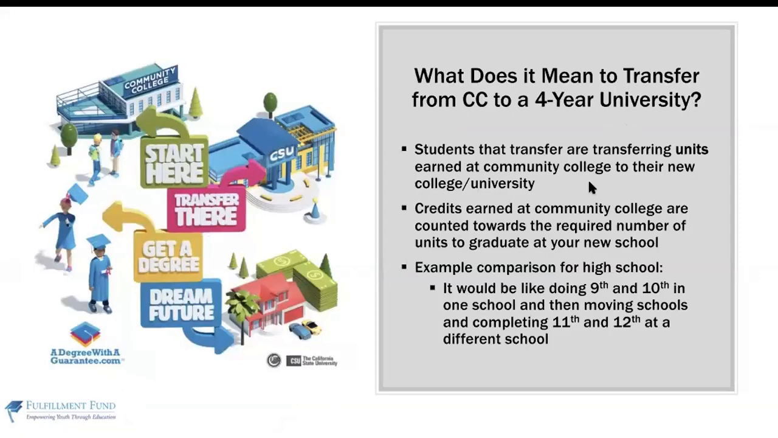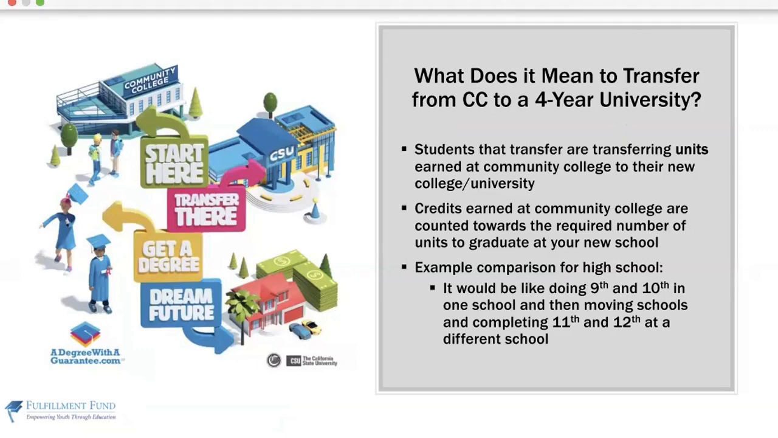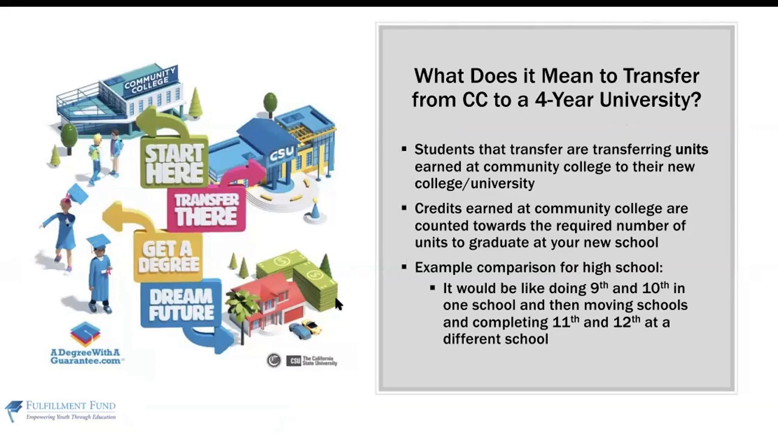So when a student decides to transfer from a California community college to a 4-year university, they're transferring the units that they earned at their community college to their new school. Right, so the credits that you earned at community college are counted towards the required number of units you will need to graduate once you enter that 4-year school. For most semester 4-year schools, that's 120 units, and for quarter schools, that's 180 units.